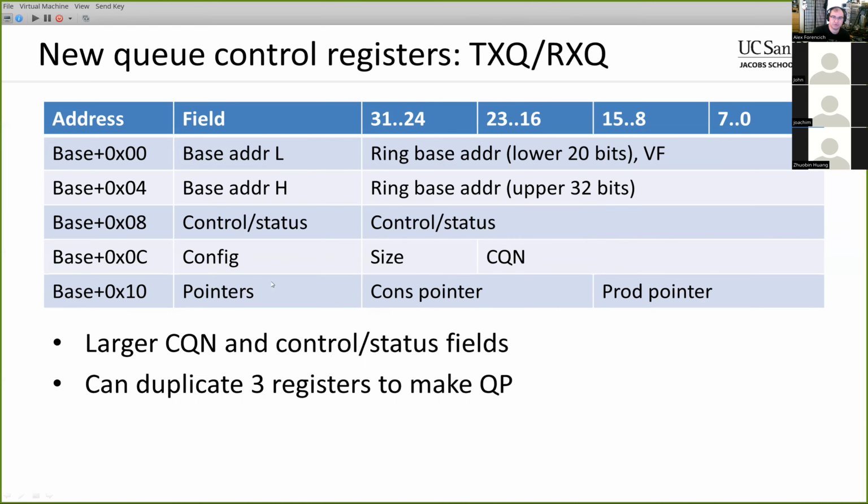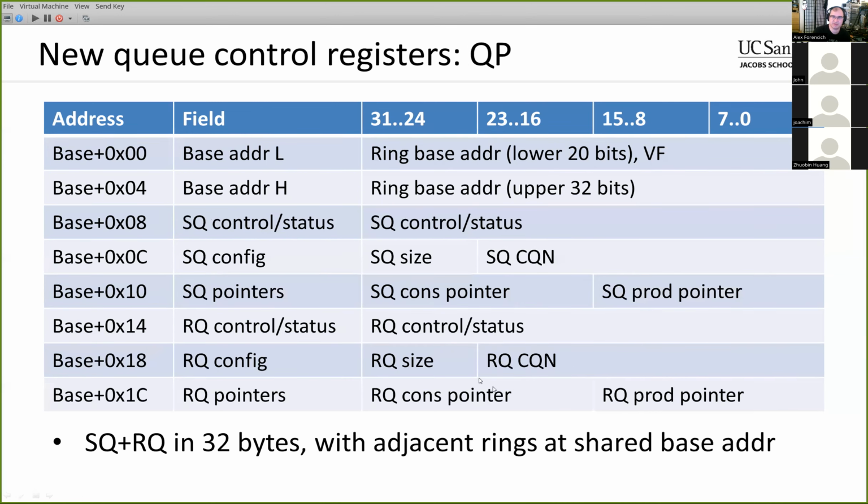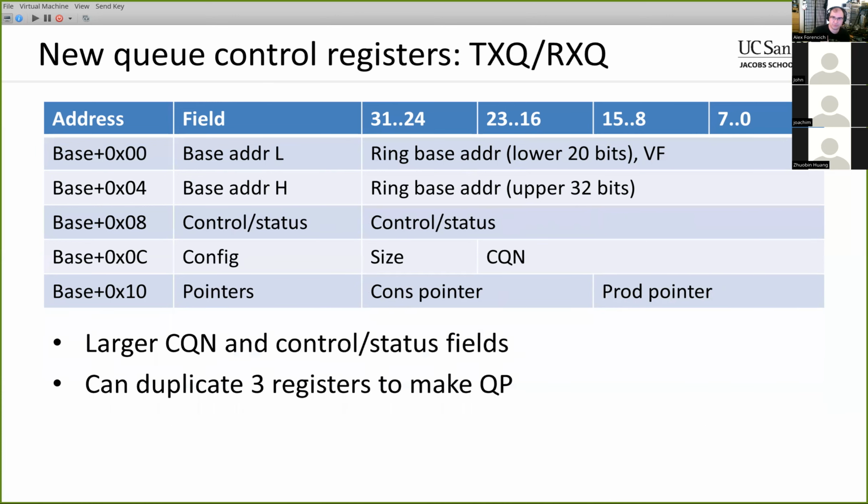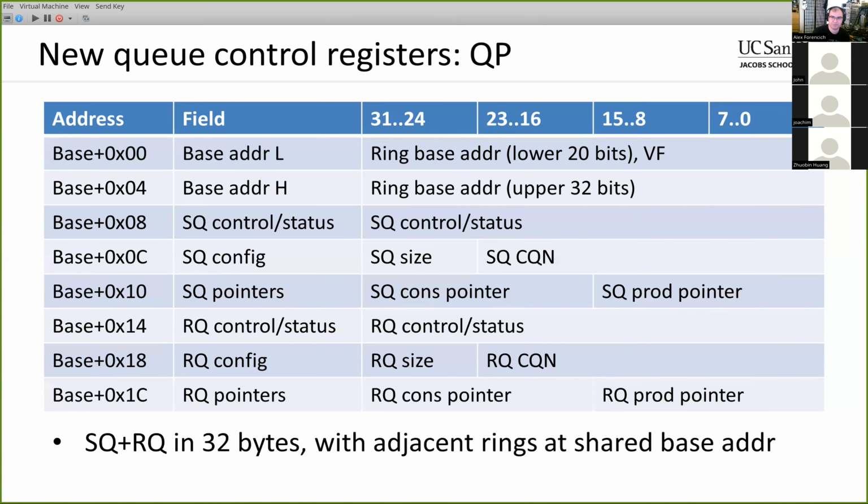And the idea going forward, this is not implemented yet, but the idea behind this layout is that the last three registers can be duplicated to make a queue pair. And with the queue pairs, you're basically amortizing this big honkin' base address register across both the transmit side and the receive side to make everything a little bit more efficient. So far, we're just implementing part of that for the TXQs and the RXQs. Later on, once some of the logic has been rewritten, we will switch over to using this layout.